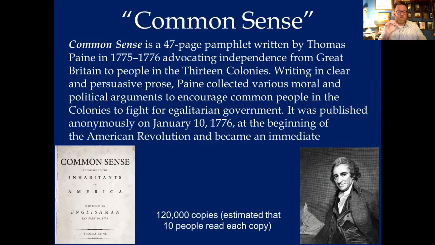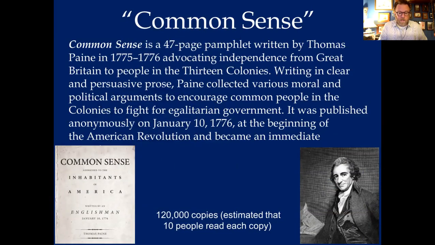Common Sense is a 47-page pamphlet advocating independence from Great Britain to people in the 13 colonies. Writing in clear and persuasive prose, Paine collected various moral and political arguments to encourage common people in the colonies to fight for egalitarian government. It was published anonymously at the beginning of the American Revolution and became an immediate success. It sold 120,000 copies, which is a huge bestseller by a long shot.